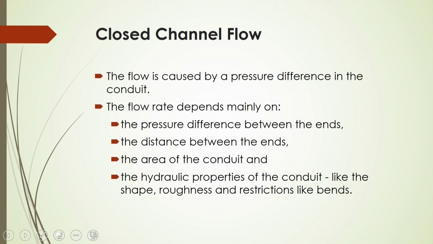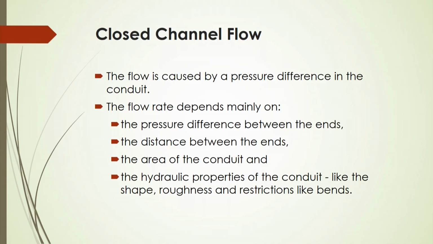Now, closed channel flow is caused by a pressure difference in the conduit, and the flow rate depends mainly on the pressure difference between the ends, the distance between the ends, the area of the conduit and the hydraulic properties of the conduit, like the shape, roughness and restrictions like bends. These are called closed channel flow. Here you have to remember the pressure difference: once you know it, we can find the flow rate, based on which we can measure the fluid flow phenomena in the closed conduit.